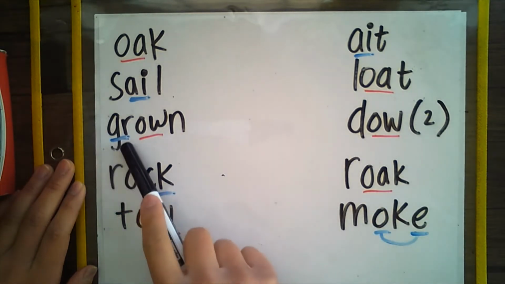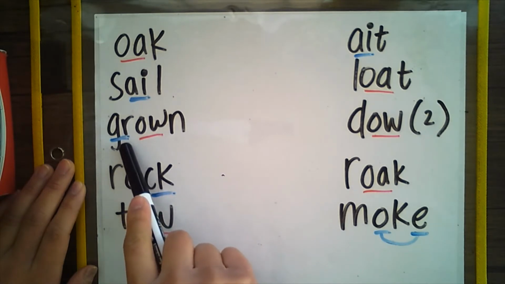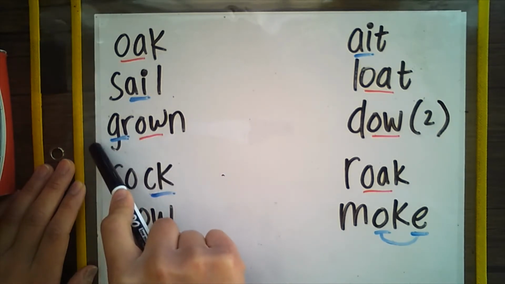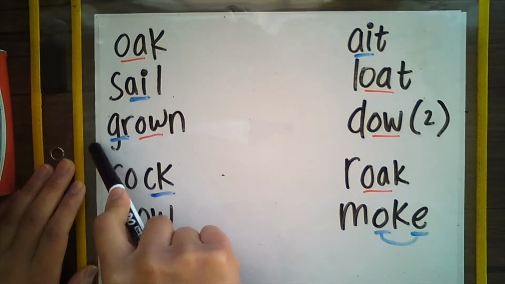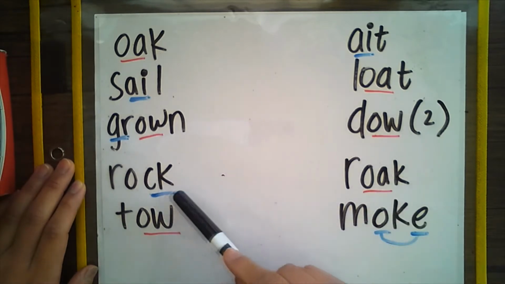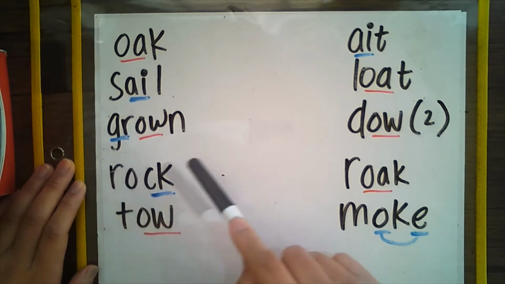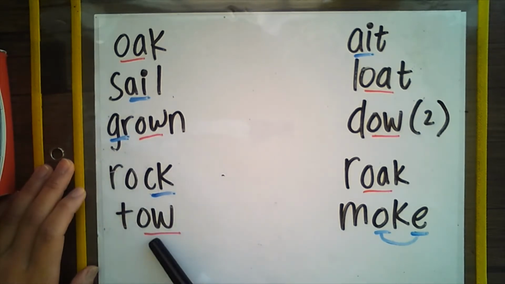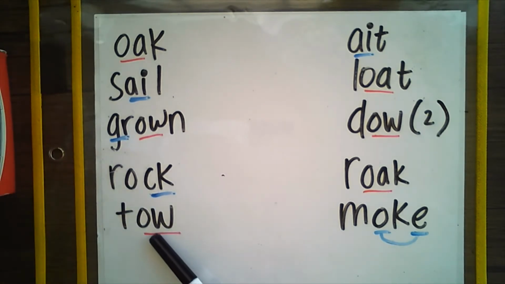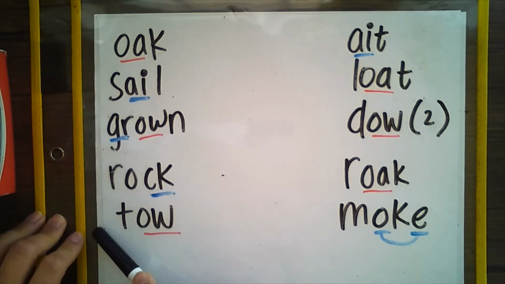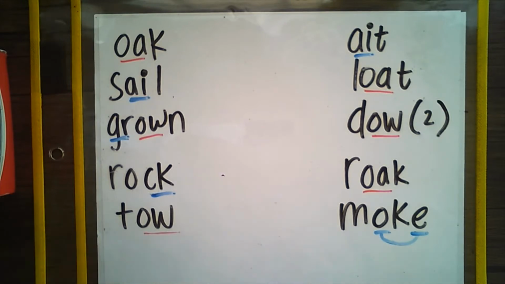Second sound, ready? Gr, first underline sound, gr. Second underline sound, O. Think, read, groan. Underline sound, k. Think, read, rock. Underline sound. This is going to be the first sound, ready? O, think, read, toe.